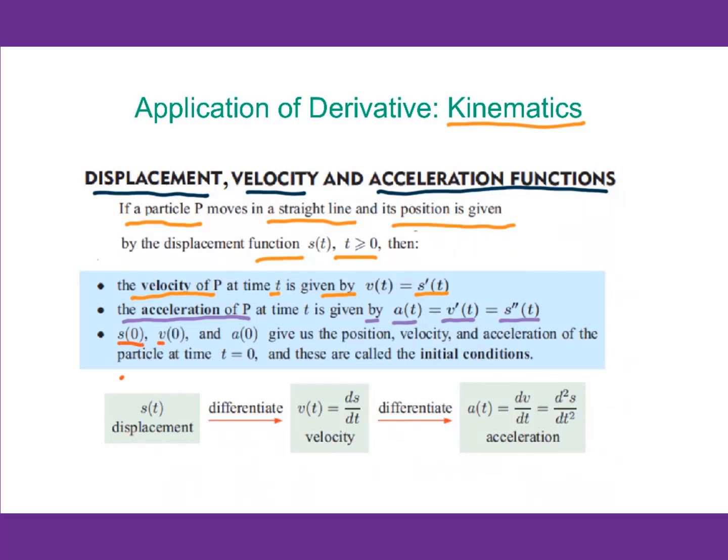s of 0, v of 0, and a of 0 give us the position, velocity, and acceleration of the particle at time t equals 0. And these are called the initial conditions. This diagram shows the relationship between displacement, velocity, and acceleration. When we differentiate displacement, we get the velocity. When we differentiate velocity, we get acceleration.